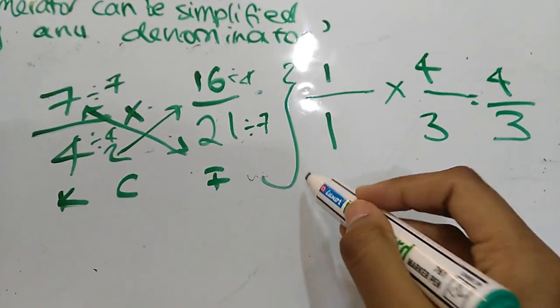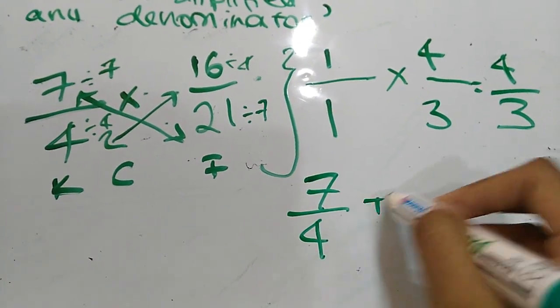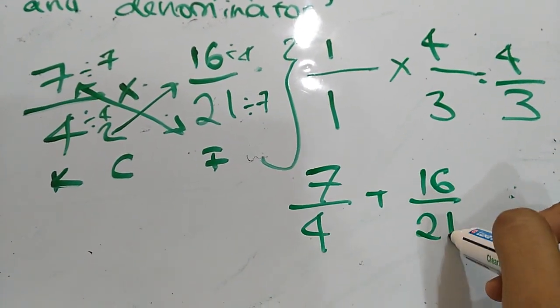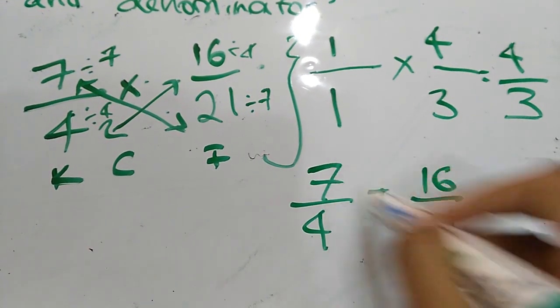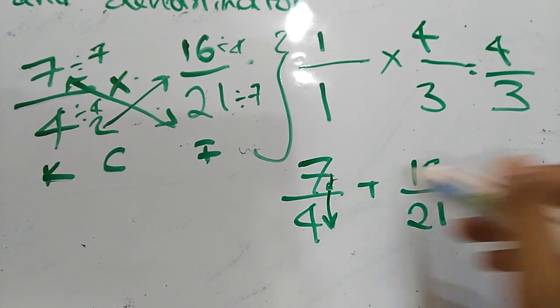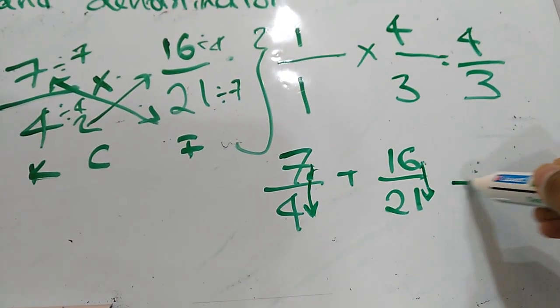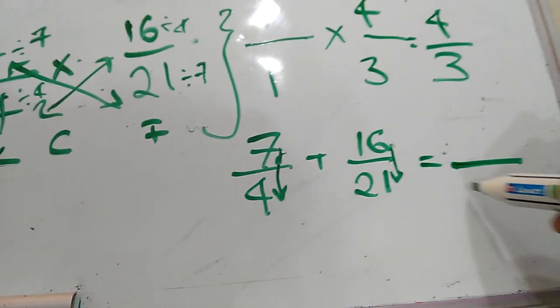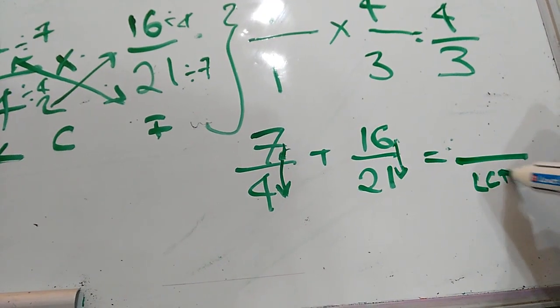However, if I had 7/4 plus 16/21, I can't look for diagonals and simplify it. That does not work. I can only look for parallels, and since none exist here, I just have to go along and move to the next step of finding a common denominator, a lowest common denominator.